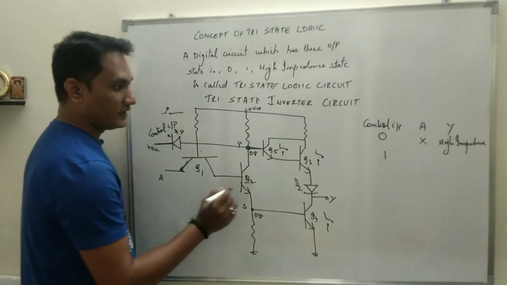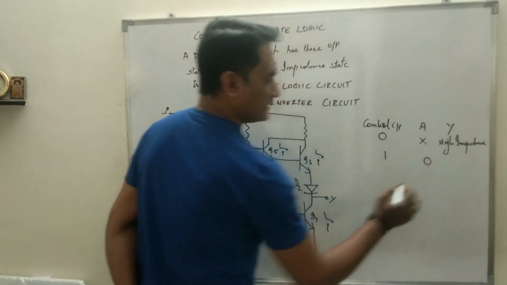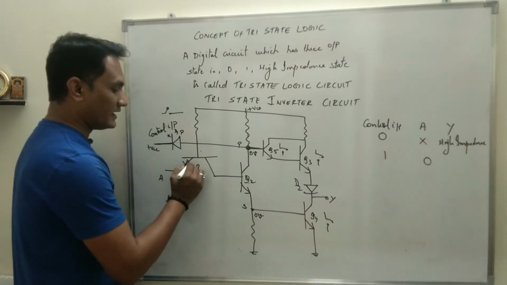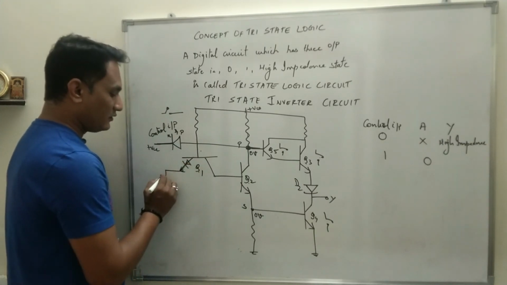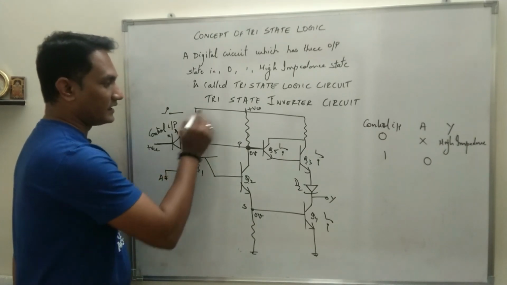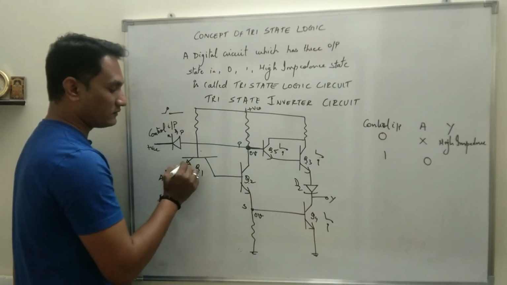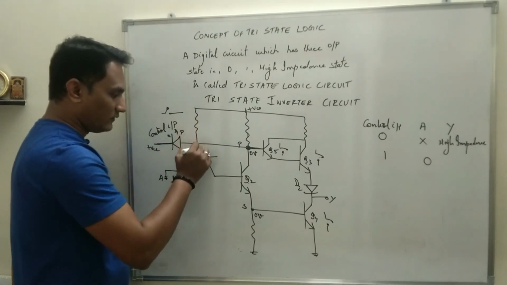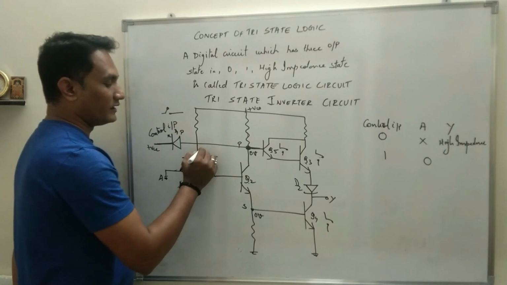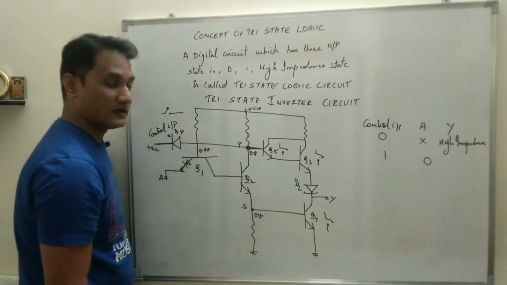So when A is 0, you have to imagine a diode over here. When A is 0, that means A is grounded. So N is connected to ground, P is connected to positive potential. This diode is forward biased. All the current will flow through this resistance and diode to ground. So potential at this point will be 0.7 volt.